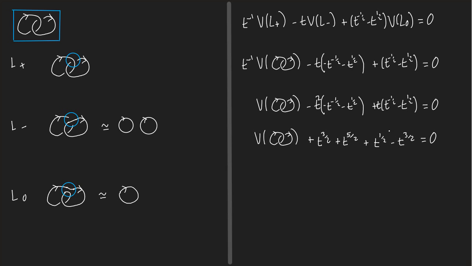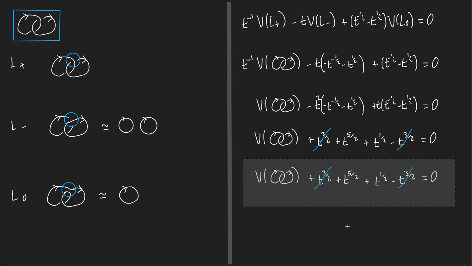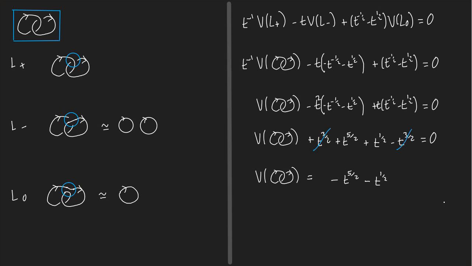And my 3 over 2's cancel out. So what I end up with, rearranging, is that the Jones polynomial of this particular Hopf-Link is equal to minus t to the 5 over 2 minus t to the 1 over 2. Okay, that was just me rearranging.